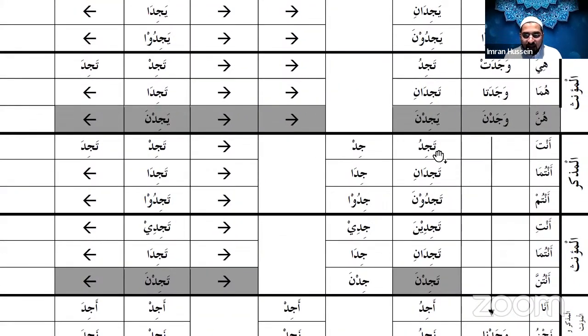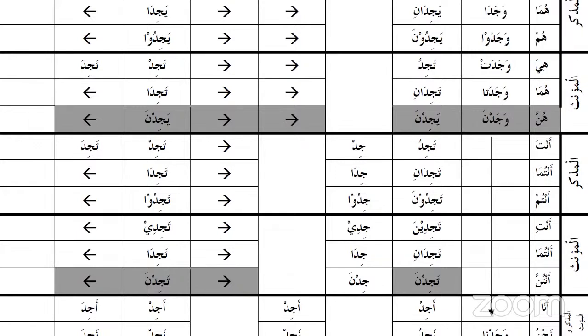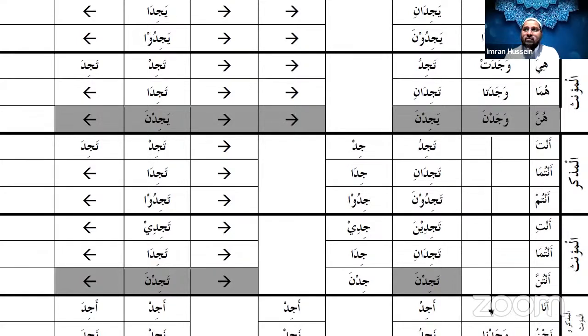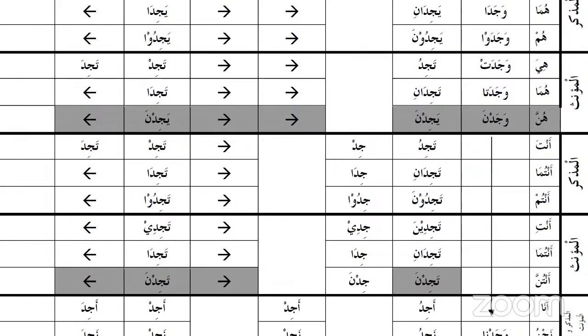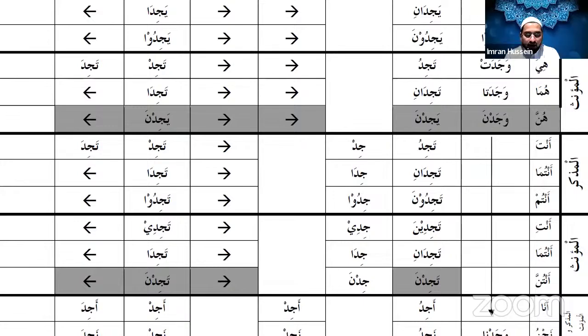We look at the present tense, tajidu. So how do you make the amr? We drop the harful mudhari, we drop the ta. Exactly. We drop the ta and make the last letter with a sukoon, and drop the noons in the dual and the plurals. And there's no need to bring hamzatul wasl.